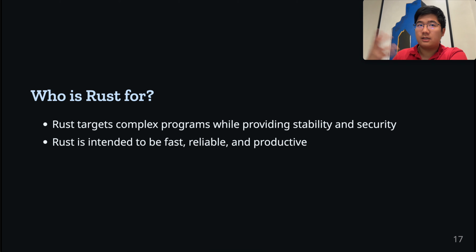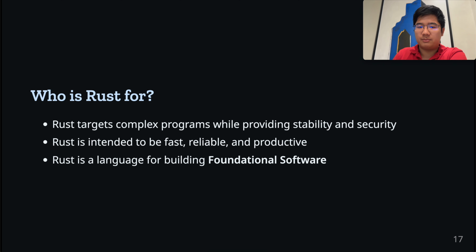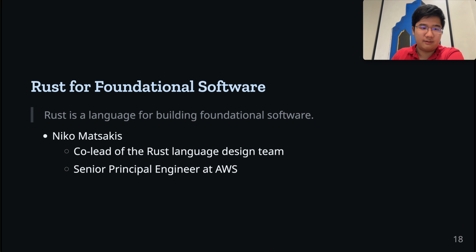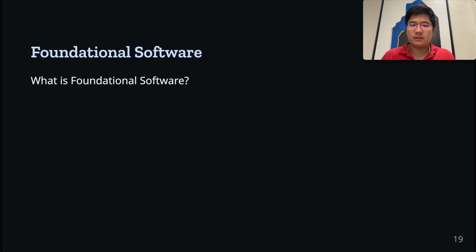So recently there was a talk that I was inspired by, and I decided to put this in. Rust is a language for building foundational software. So what is foundational software? This was said by Nico Matsakis, who is the co-lead of the Rust language design team and is also a senior principal engineer at AWS.